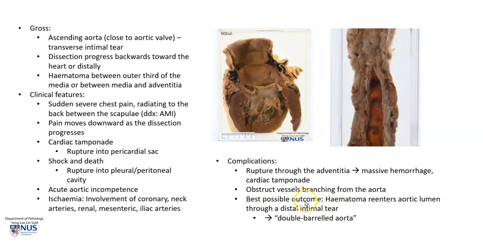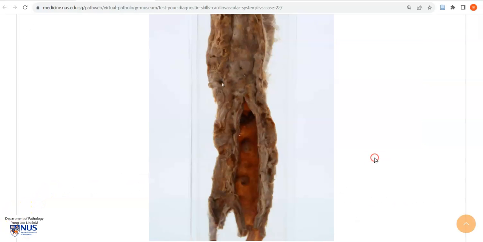One potential outcome, which is probably the best possible outcome, is that the hematoma can actually re-enter the aortic lumen. So instead of bursting outwards, it goes back into the lumen through a distal second intimal tear, giving rise to a double-barreled aorta. So in this instance, there is no exsanguination. Let's take a look at a few other examples.